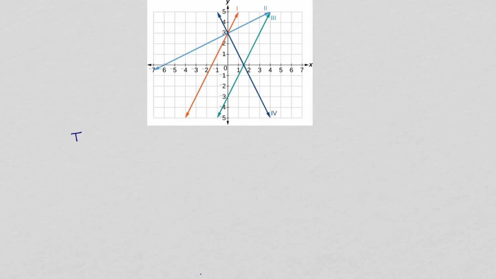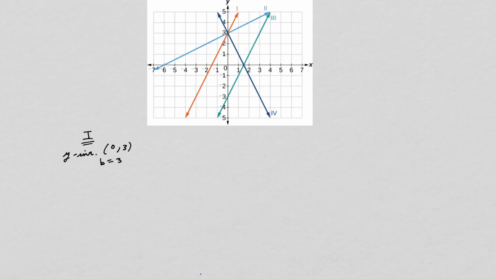Let me do this in black here. Start with 1. All right, so what do I know about line 1 here? That's the orange one. Well, definitely the y-intercept is 0, 3, right? Which means the b is 3. And then I could figure out the slope by thinking about the rise over run.